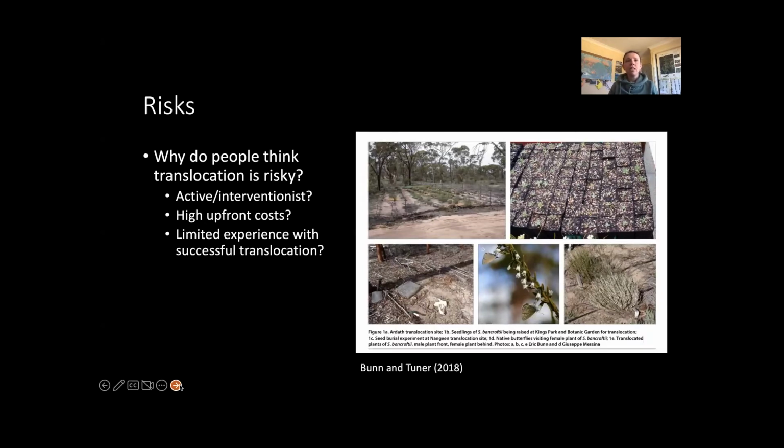And is translocation risky? I was asking around and looking at things, to see why people thought translocation might be risky. I got the feeling it's because it's seen as being quite active or quite interventionist. And maybe there was a perception that the upfront costs were high, which they are in propagation of the plants, and establishment of the translocation site does mean high upfront costs.